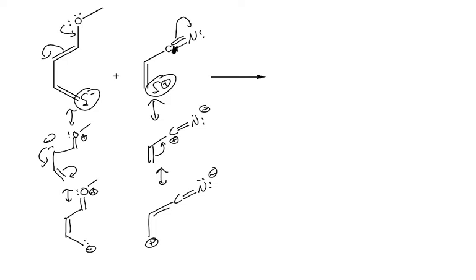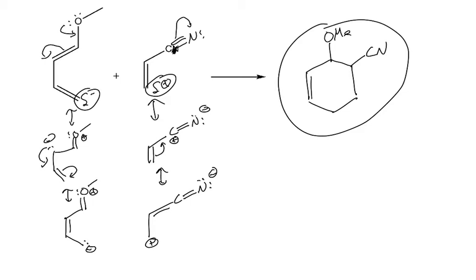So now I can just draw my product. The methoxy group ends up on the top, and then the CN stays in the same relative position. And so this is my major product in terms of the regiochemistry.